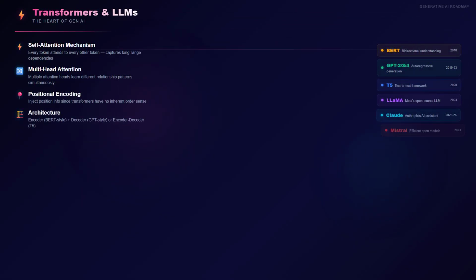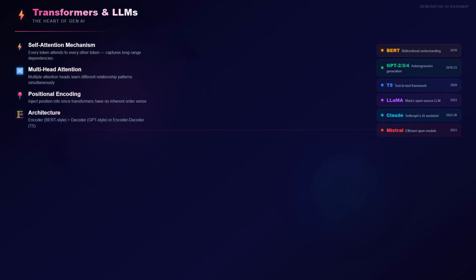The transformer architecture is the heart of modern Gen AI. Introduced in the famous Attention Is All You Need paper in 2017, it revolutionized everything. Self-attention is the core mechanism. Every token in the sequence computes attention scores with every other token. This captures relationships regardless of distance. A word at position 1 can directly attend to a word at position 1000.